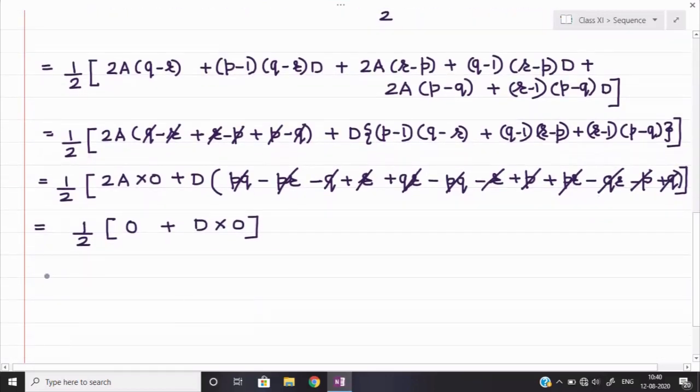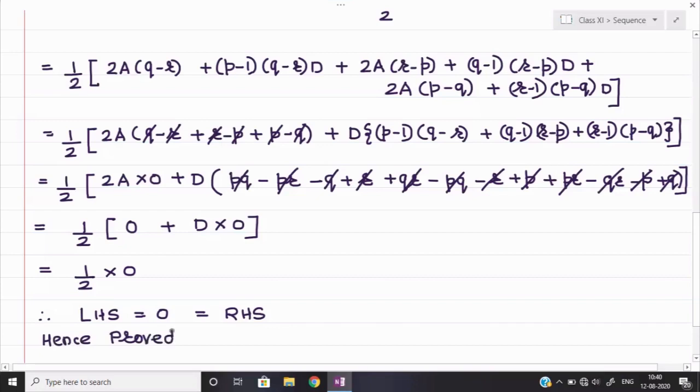So finally inside all terms become 0 and 1 upon 2 will multiply with 0. So we can say that therefore left hand side is equal to 0, which is equal to the right hand side, and hence we can say that the requirement is over. Because we were required to bring 0 over there, that we have brought here. So I hope this question is clear to you.